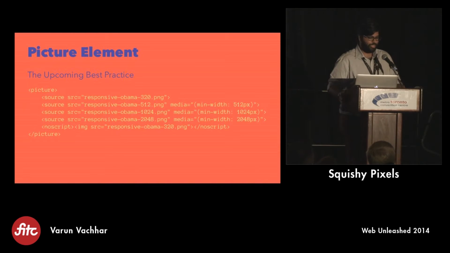So with the picture element, you basically wrap a bunch of source elements into the picture element. And then each one of these source elements has a source URL, which is the URL for the image that you're going to be serving, and then a media query. And then the browser is smart enough to pick out the most appropriate source URL and serve it based on the device. And then as you resize the window, it'll update this image. But this is still an early spec and most likely to change, so what do you do in the meantime?